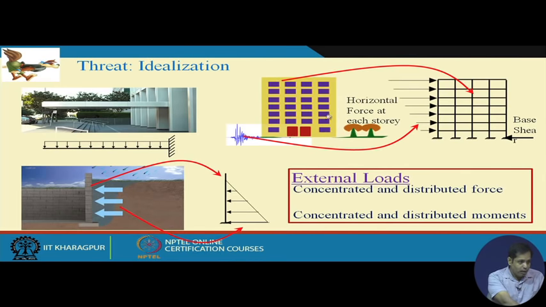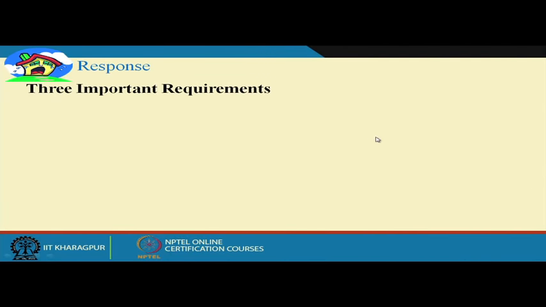One observation from this example is that any kind of load, whether it is dead load, earthquake load, earth pressure, or live load, can be idealized as concentrated or distributed forces, or concentrated and distributed moments. So whatever threat we consider, instead of considering the threat as it is, we translate that threat into concentrated or distributed forces, or concentrated and distributed moments, and apply those forces on the structure and analyze it.